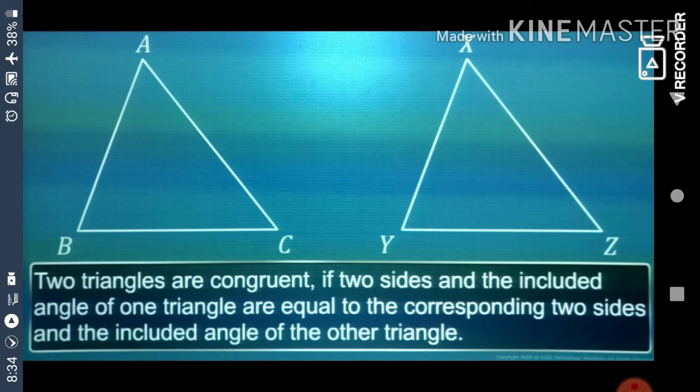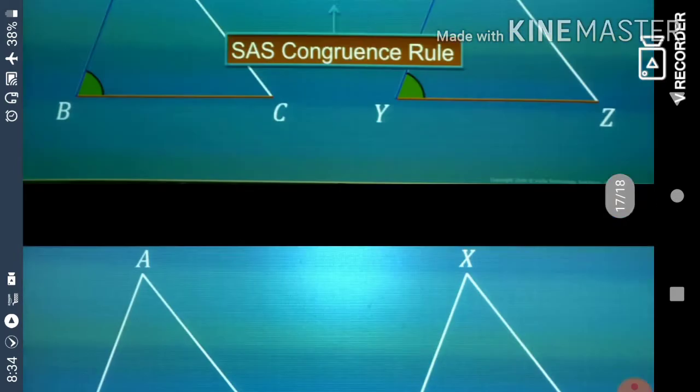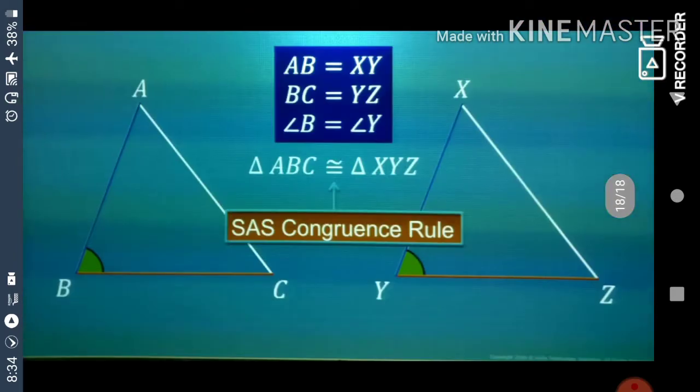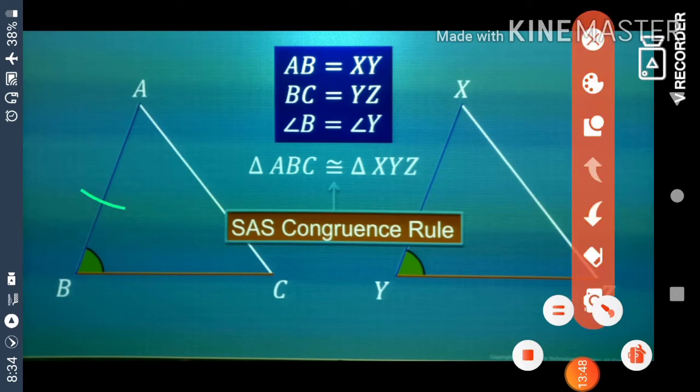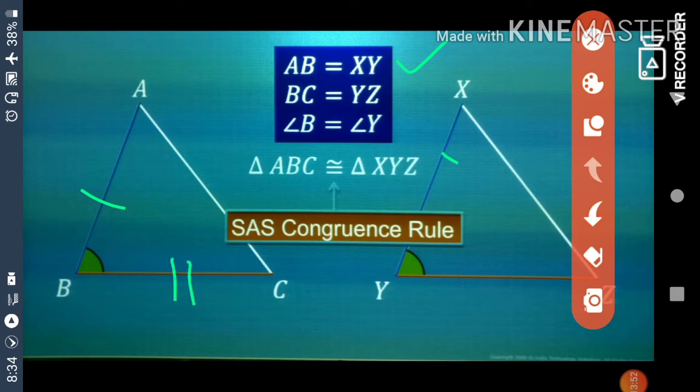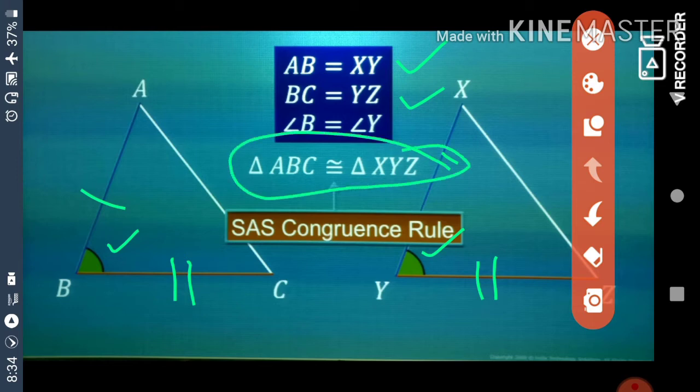Then we can say that the two given triangles are congruent by SAS congruence rule. As you can see here, AB equals XY, it is given here. Then BC equals YZ, it is given here. And then angle B equals angle Y. So we can say by SAS congruence rule, triangle ABC is congruent to triangle XYZ. I hope it is clear to you.